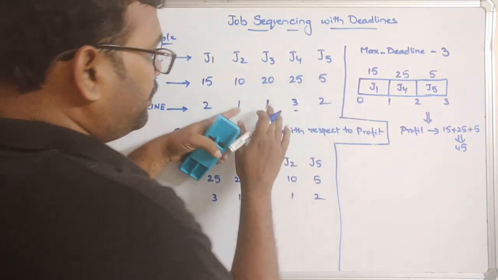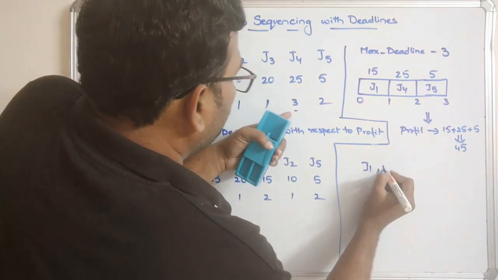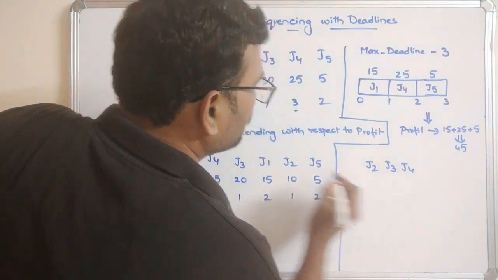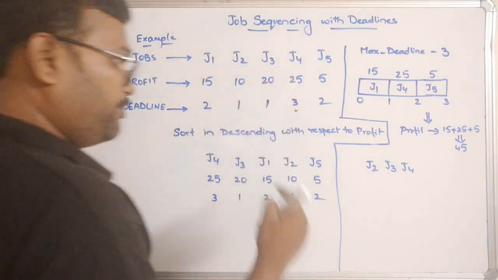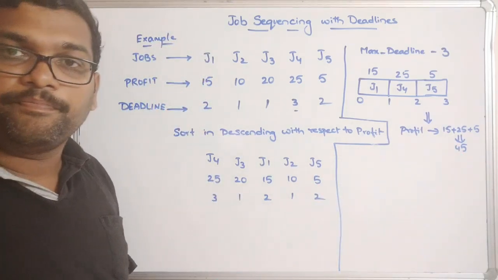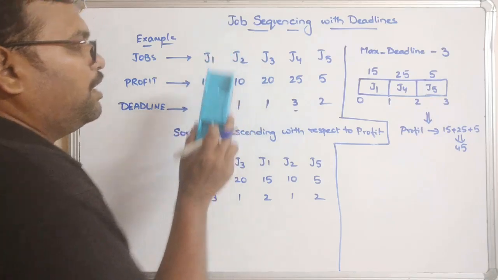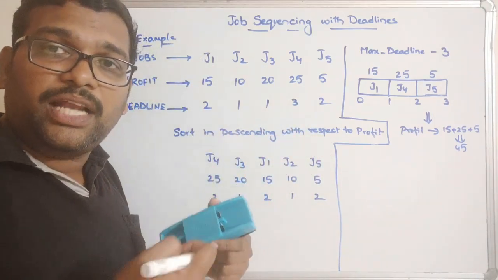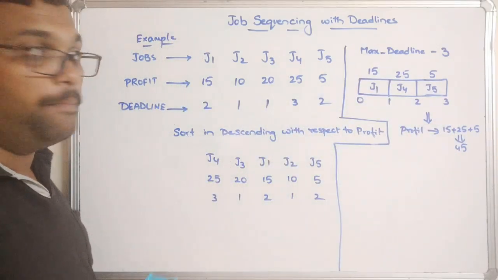Also, we can complete J2, J3 and J4. J2 will be taken first, J3 we can complete, J4 we can complete, and the profit will be 10 plus 20 plus 25. So here we will have a lot of solutions and we can't say which is the optimal solution. We can execute J1, J4, J5, or J2, J3 and J1, or J2, J3, J5, and so on. So we need to select the optimal solution based upon the constraint. What is the constraint here? We need to get the maximum profit.